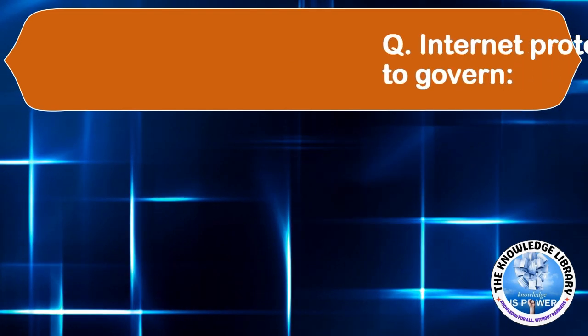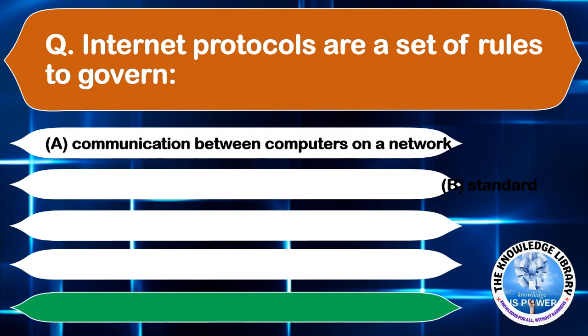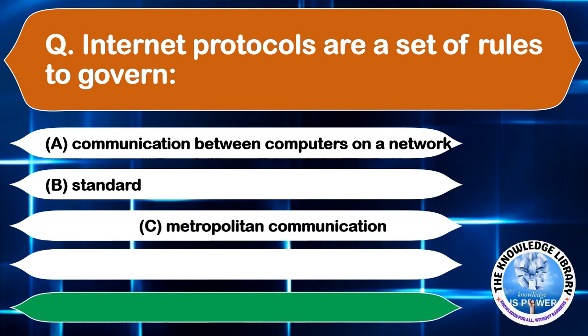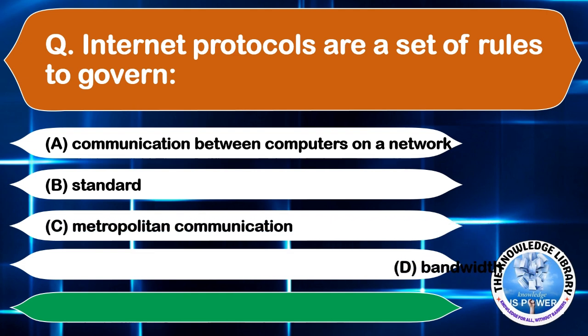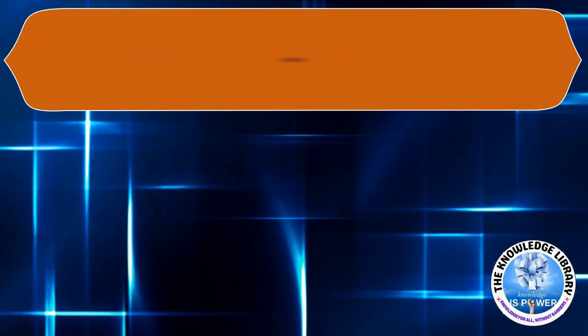The next question is, internet protocols are a set of rules to govern. Option A, communication between computers on a network. Option B, standard. Option C, metropolitan communication. Option D, bandwidth. The correct answer is option A, communication between computers on a network.